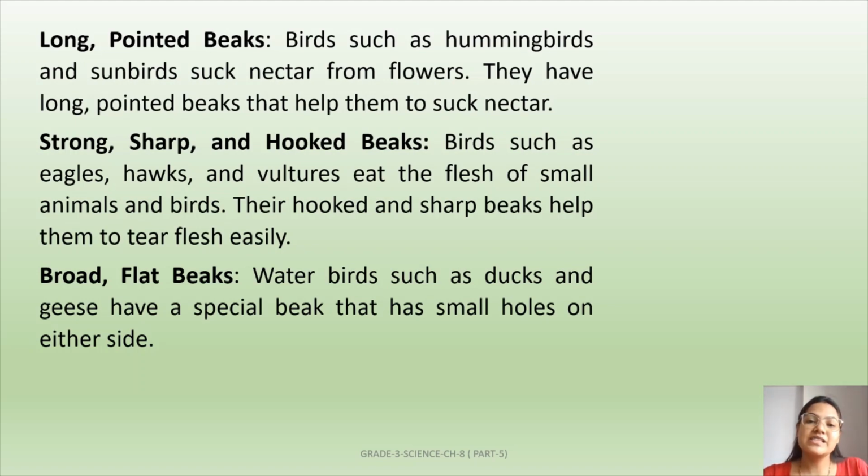Then the next type of beak is strong, sharp and hooked. So why do they need a hooked beak? Because birds such as eagles, hawks and vultures eat flesh. They have to tear the flesh of other animals. So this hooked beak helps them to tear off the flesh of other animals. And the last type of beak is broad and flat. Some birds such as ducks and geese have this type of flat and broad beak.